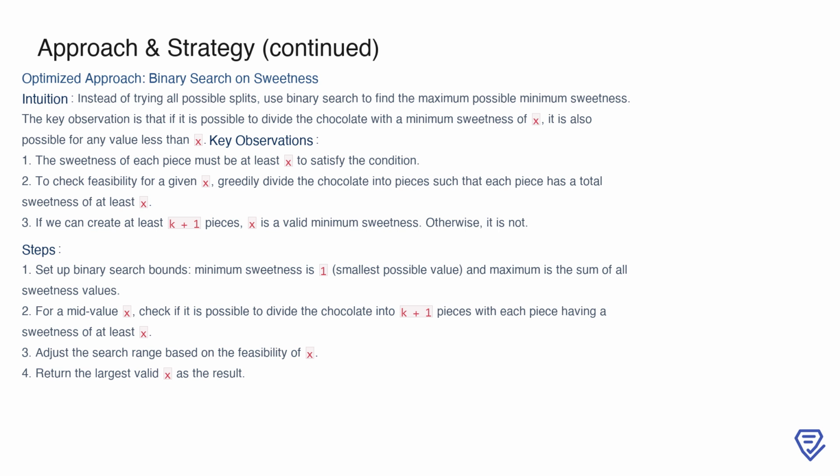To perform the binary search, we set bounds. The minimum sweetness starts at 1, while the maximum is the total sum of the sweetness values. For each midpoint value x, we check feasibility and adjust the search range accordingly. Once the range narrows down, the largest valid value of x is returned as the result. This method efficiently hones in on the optimal minimum sweetness without needing to evaluate every possible split.